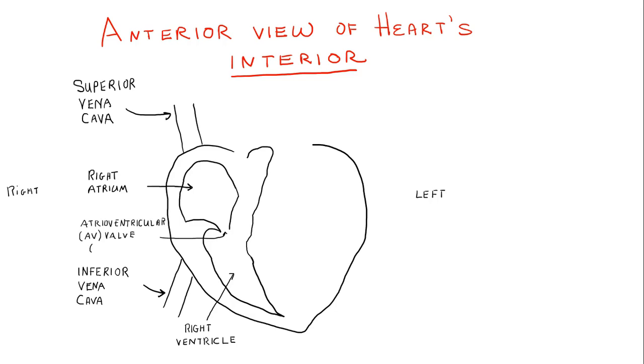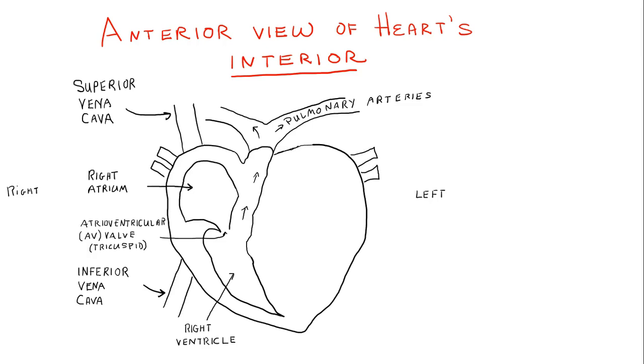I neglected to mention that the blood, when it goes from the right atrium, will flow through this valve into the right ventricle called the atrioventricular valve, or AV valve, which is also sometimes called the tricuspid valve because it is made of 3 cusps or flaps. Then blood will head from the right ventricle through the pulmonary arteries to the lungs, where it picks up oxygen and then heads back to the heart through the pulmonary veins.